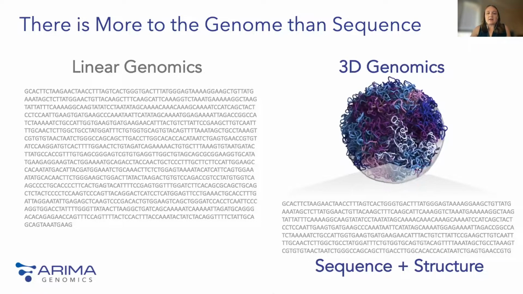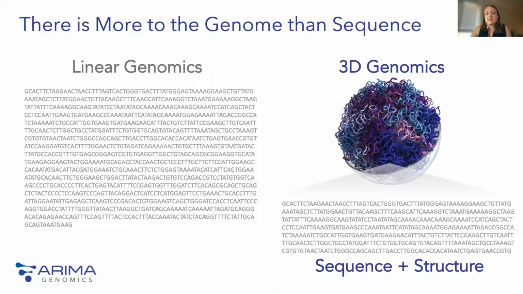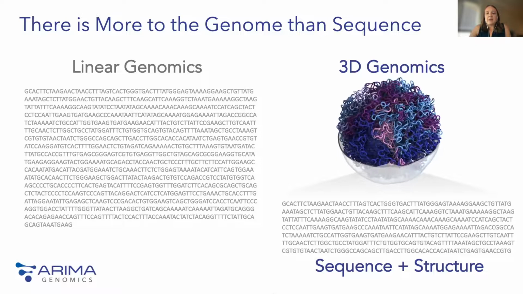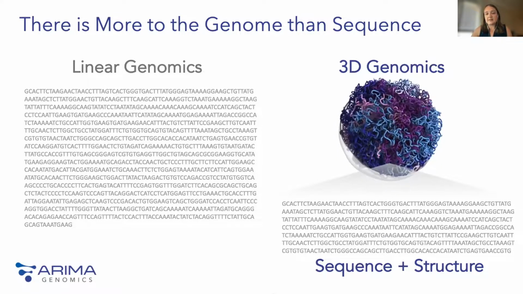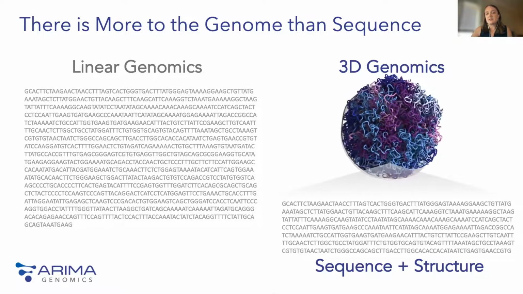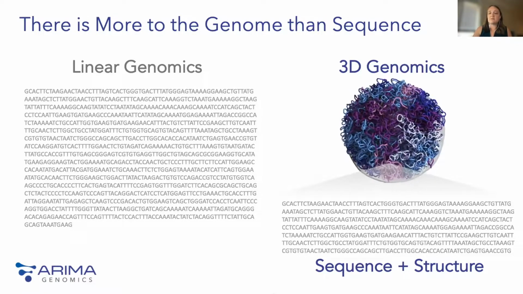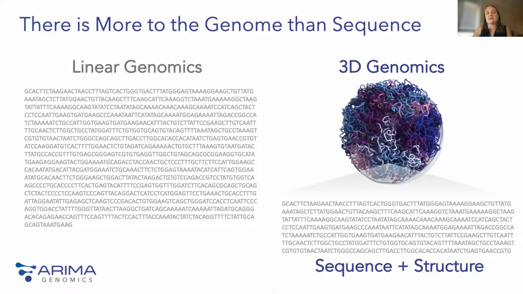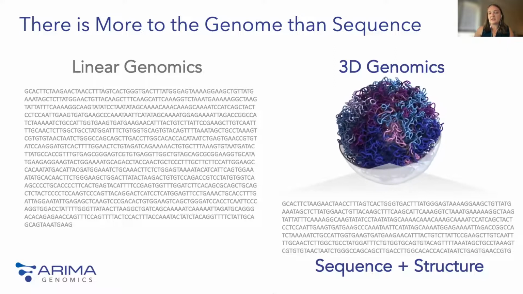What we know now is that DNA is not just randomly shoved into the nucleus of cells. There is this defined pattern to how chromosomes are packaged into compartments. And this is what 3D genomics allows us to describe. 3D genomics takes into account not only the sequence, but also the structure of how the DNA is organized in the nucleus to better understand gene regulation and genome function.